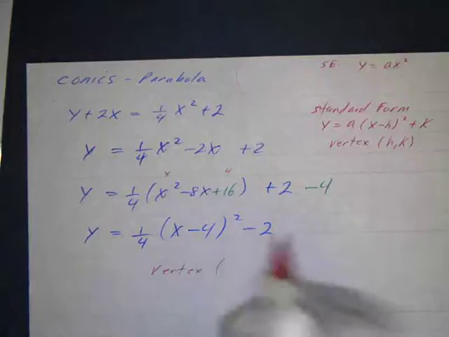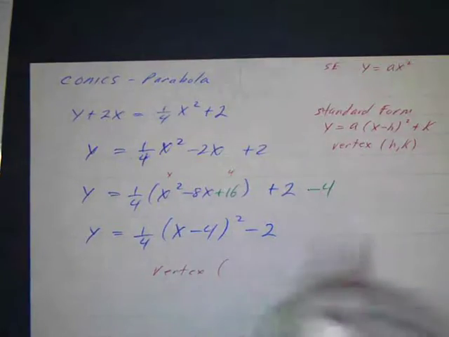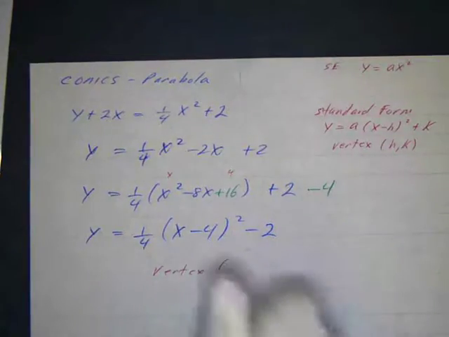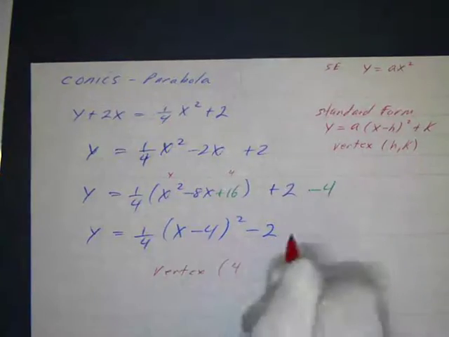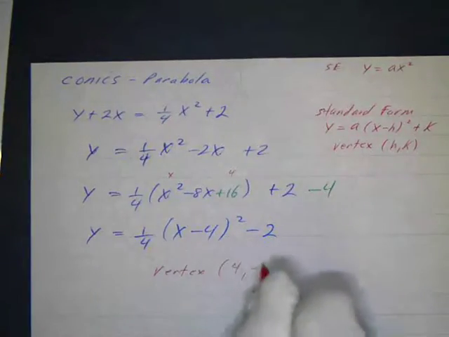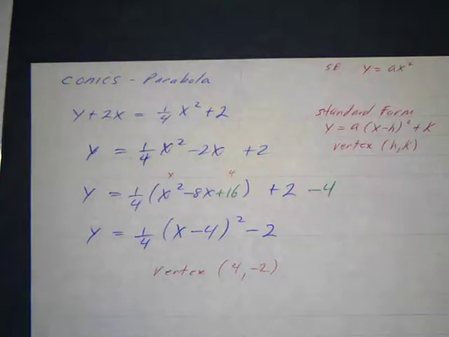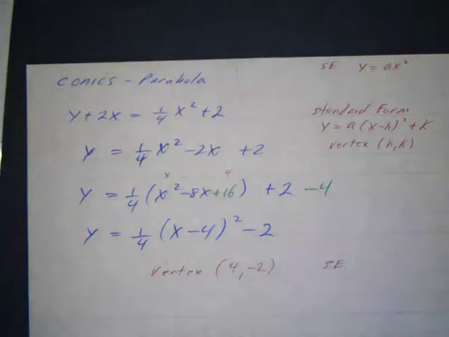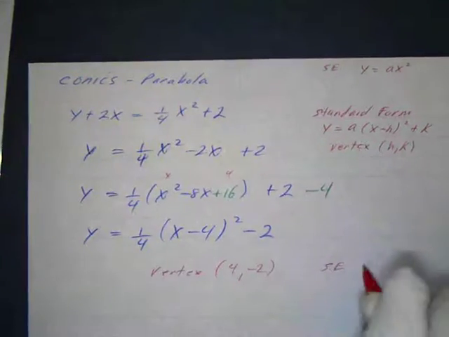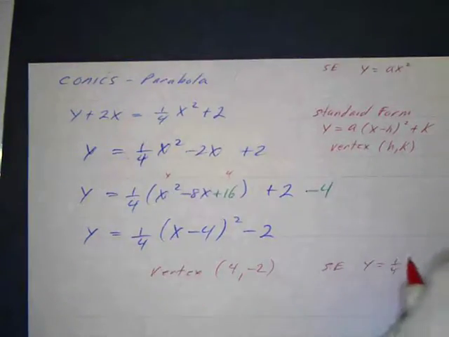That's going to be the point. Opposite sign, same sign, if you remember, like we did with parabolas before. I should say opposite sign for the x, same sign for the y, so it's going to be 4, negative 2, so that's my vertex. Okay? And then my shape equation, we've done these before, is going to be y equals 1/4 x squared.